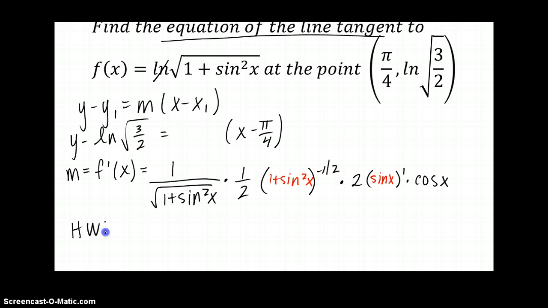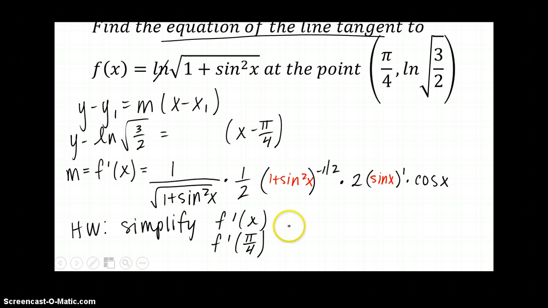Okay, so for homework, I want you to simplify this derivative and find the slope. So determine what f prime of pi over 4 is. Okay?